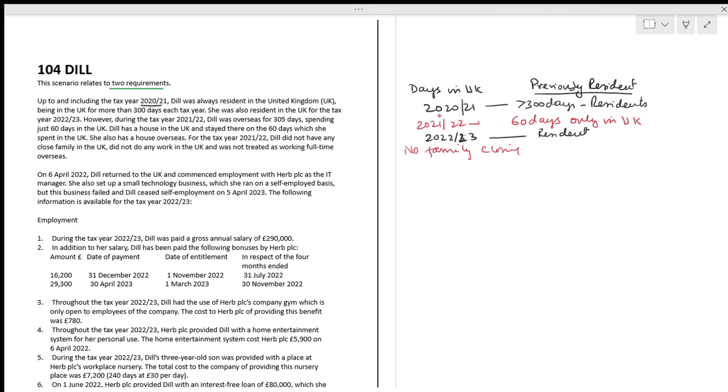She was always resident in the UK, including when she was overseas, and she has a house in the UK. To be automatically resident in the UK, you have to be there at least 183 days, which she was not in the year 2021. She is having a house in the UK. There is one tie. Is it right?